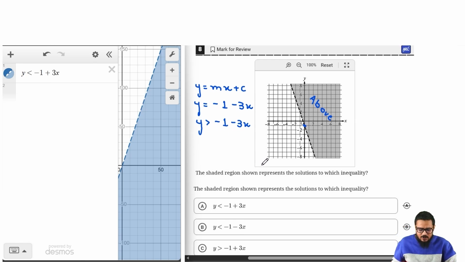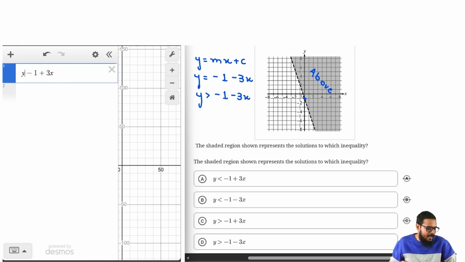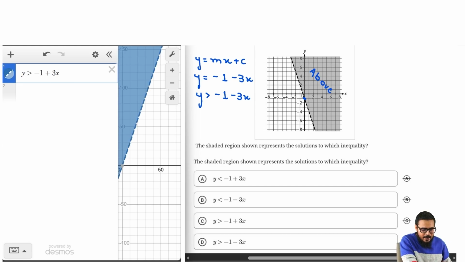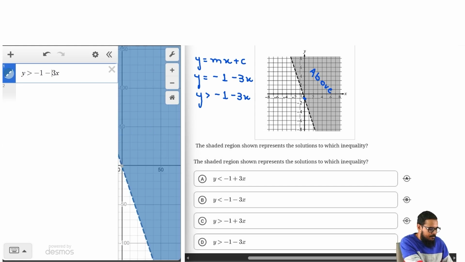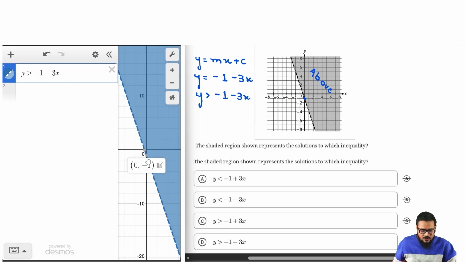But if you see answer option D, which was the inequality that I created earlier, y is greater than minus 1 minus 3x, let's see what happens. You can see this graph. Just to confirm, is your y-intercept coming out as a negative number? You can click this part and you can see that 0 comma minus 1 represents the y-intercept perfectly. So I think answer option D should be the right choice.